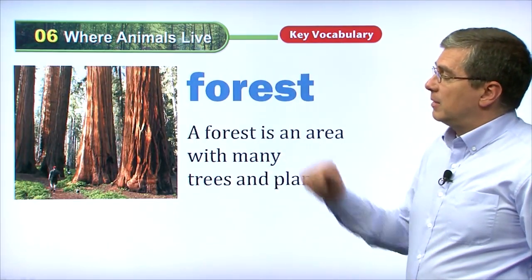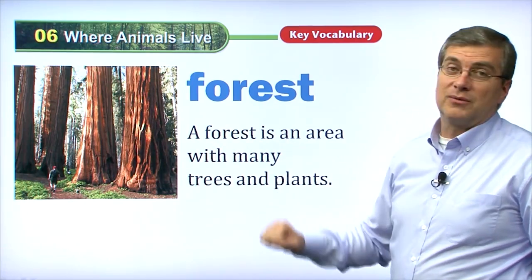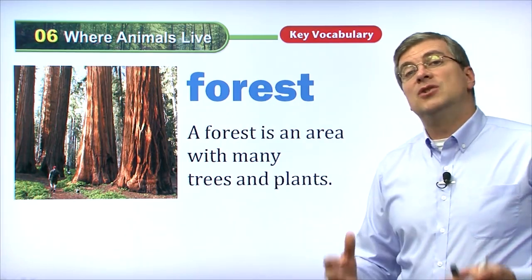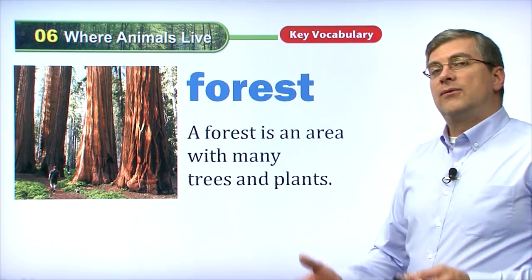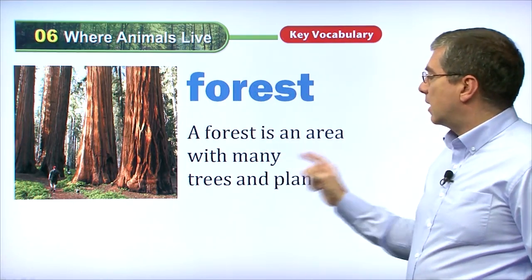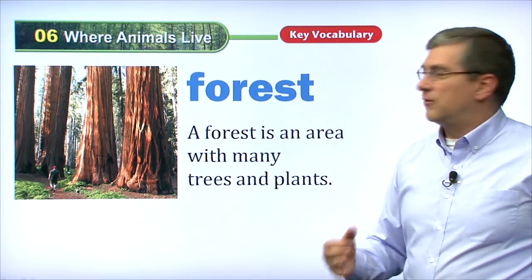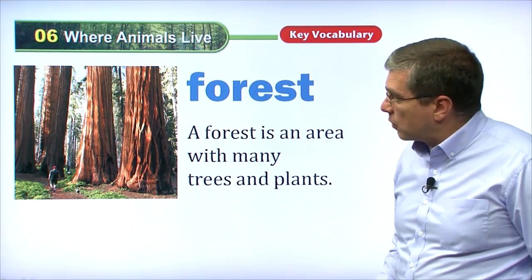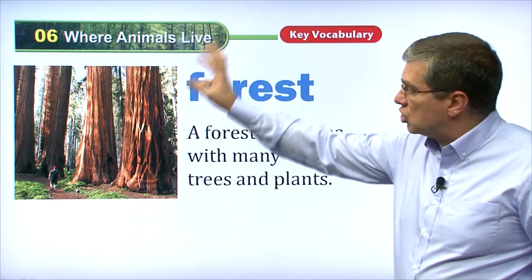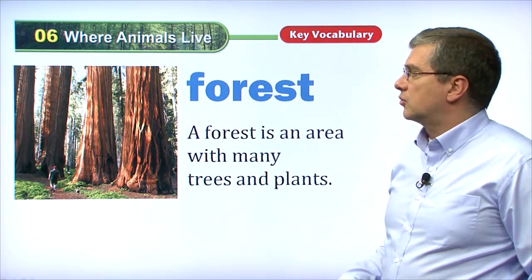There's another type of habitat we can talk about, and this is a very special looking type of forest here. A forest, of course, is an area where there are many trees, okay? So in a forest, you can't really see very far because there are so many trees. A forest is an area with many trees and plants, but really it's trees that make a forest. Now this is kind of a special forest. This is probably in Northern California where we have these huge redwoods, okay? Could also be in Australia. They also have very tall trees in Australia.